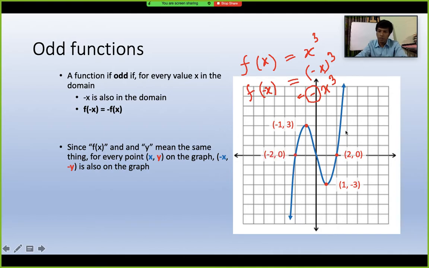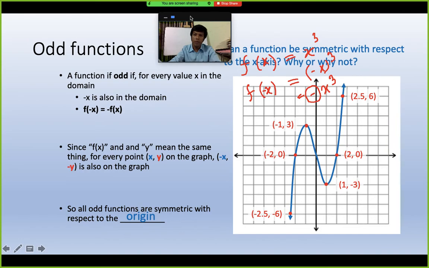Both will change. This is 2 comma 0, so another point will be minus 2 comma 0, because minus 0 is not possible. This is 2.5 comma 6, so this point's origin symmetry will be minus 2.5 comma minus 6, and this is here. So this is origin symmetry. An odd function will have origin symmetry. An even function has y-axis symmetry. An odd function has origin symmetry.